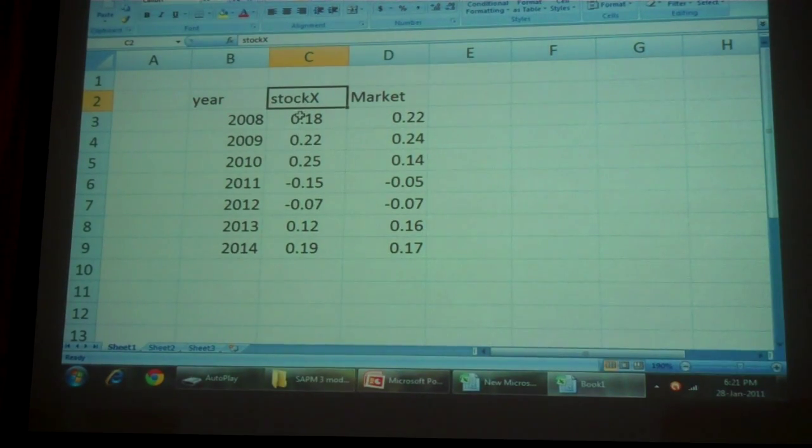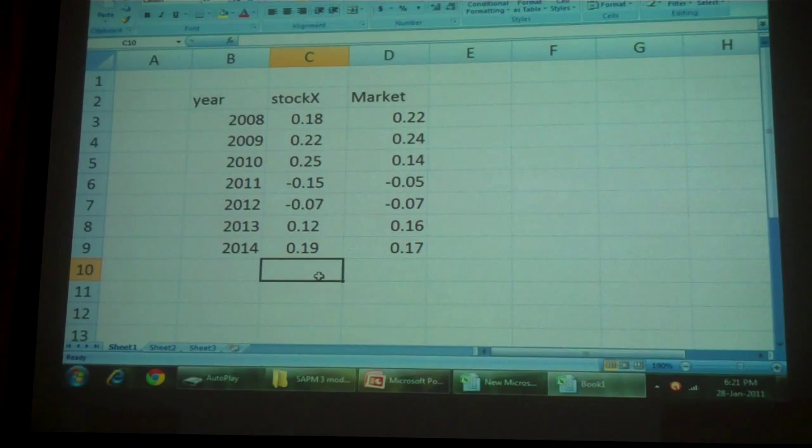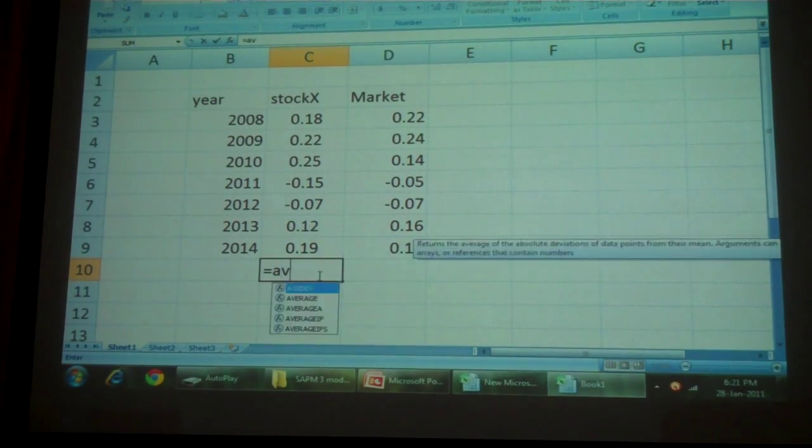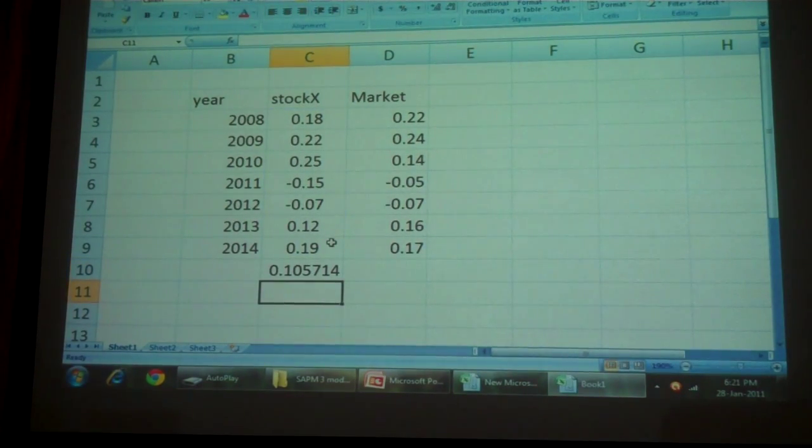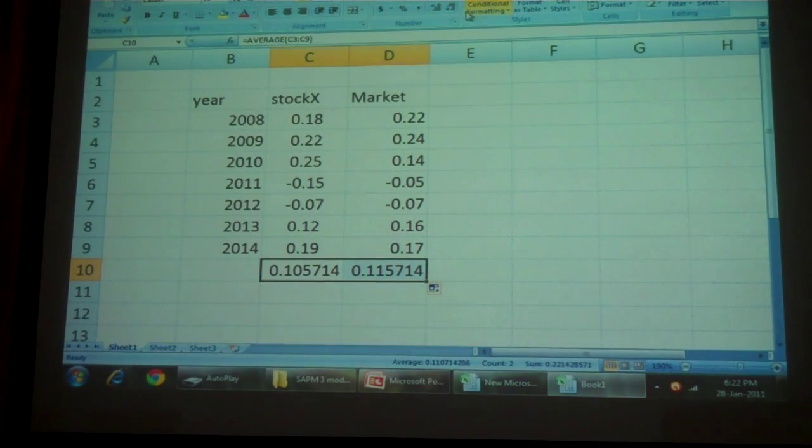No? Okay. So when I say returns, with this information, a very simple thing I do is calculate the average. This is called historical returns. Over the period of time, it has given this much of returns, right? So equals average of C3 to C9. Done? I will keep it at 2 decimal points, just not to confuse.